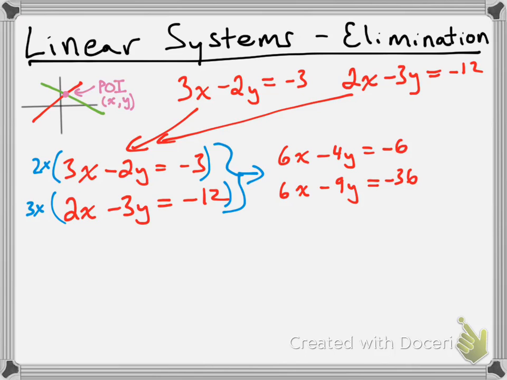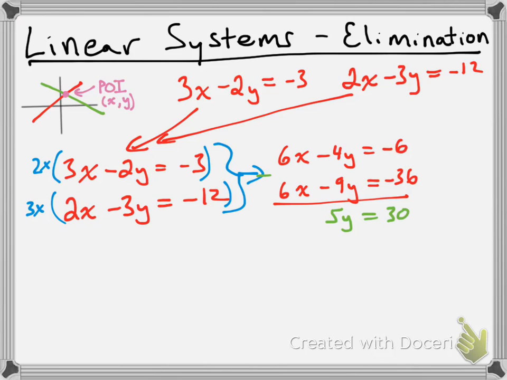So now I can decide if I want to add or subtract these two equations. Well, since they're both positive 6x, subtracting the two equations would allow me to eliminate the x variable altogether. So I'm going to subtract these two equations. I'll have 6x minus 6x, which will give me nothing. It'll cancel, just like we want. It'll be eliminated. And then I'll do negative 4y minus negative 9y, which will give me positive 5y. And then I'll have negative 6 minus negative 36, which gives me positive 30.